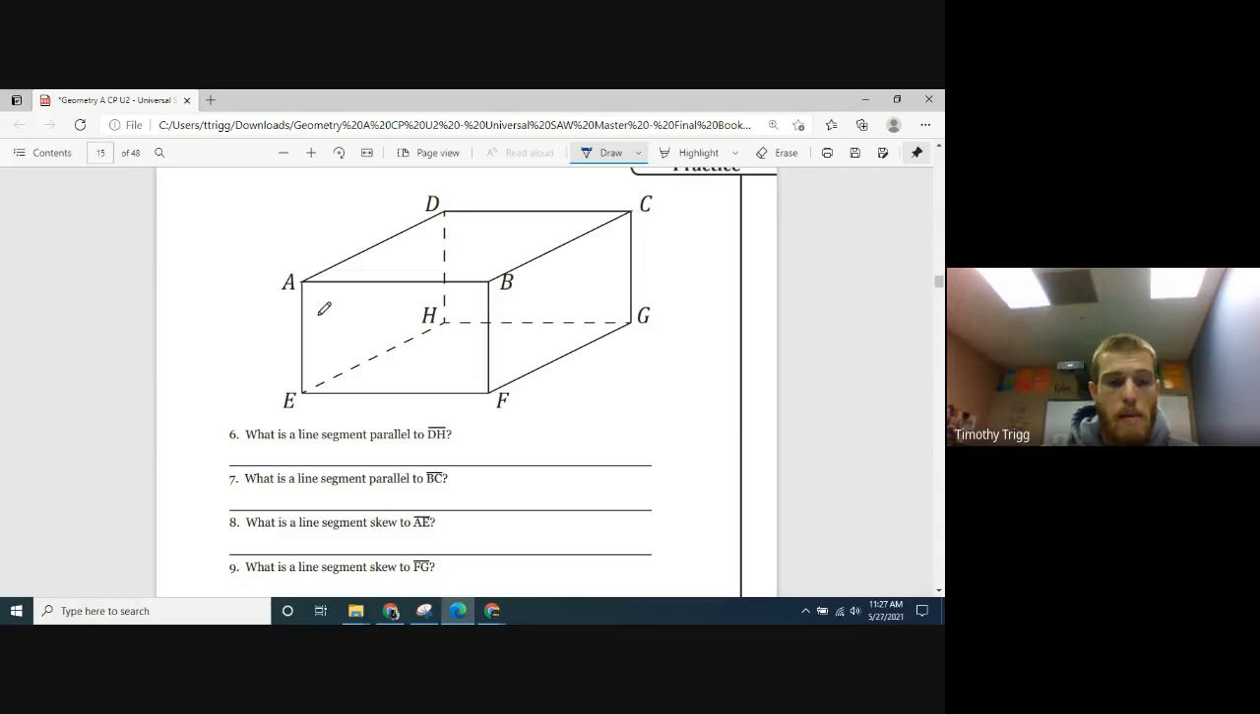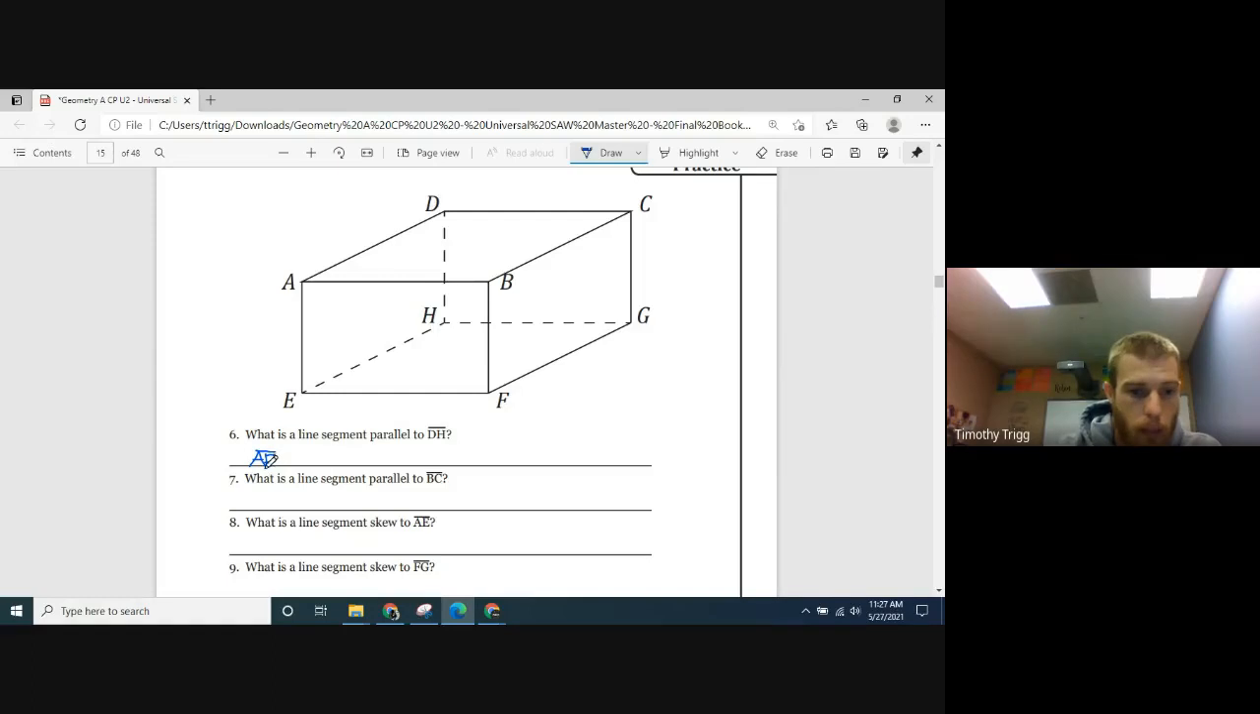Parallel to DH would be AE. See how it's going the same way as DH? AE is going the same way as DH. What would be another parallel segment to DH? Well, CG. And then there's one more, BF. So any of those would be a correct answer. So I'm going to go ahead and put AE because AE is parallel to DH.